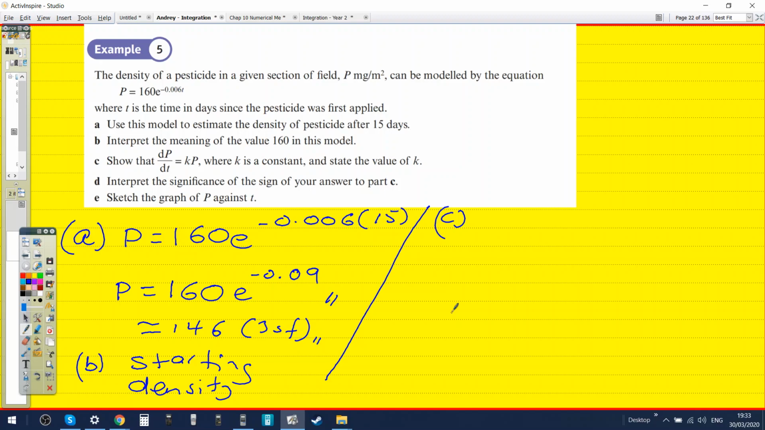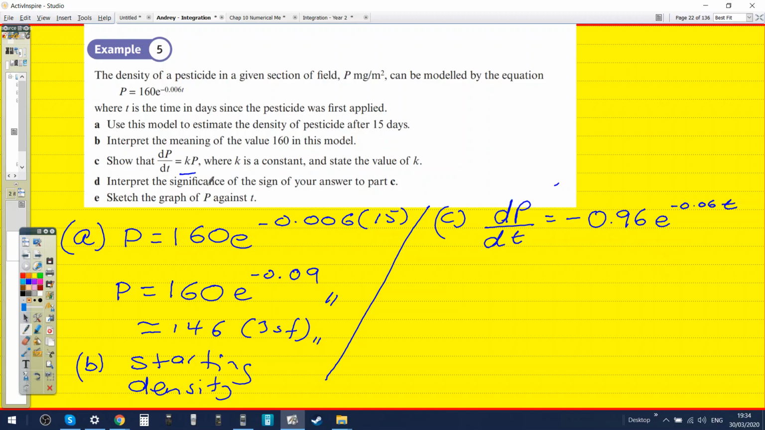So now I need to do 160 e to the minus 0.006t, and I just need to differentiate that. And so that would be minus 0.96 e to the power of minus 0.006t. Minus 9.6, was it? Oh, sorry, 0.96. Sorry, my pen wasn't working. 0.96 e to the minus 0.006t.